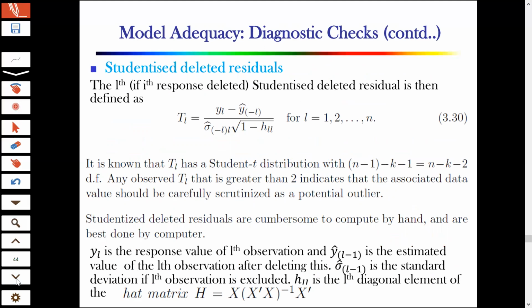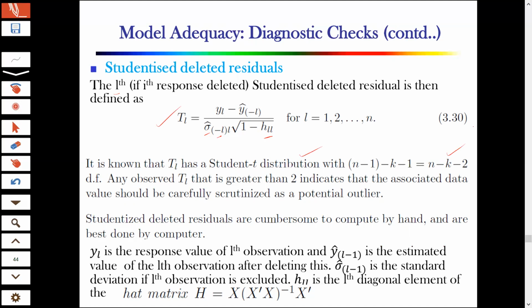Standardized deleted residuals, here is the formula. With the l-th response deleted, the standardized deleted residual is y_l minus the estimated value after deleting the l-th observation, divided by sigma hat calculated deleting that observation, and then the square root of one minus the hat matrix diagonal element, and then you will get t_l. It is known as t_l, which has a student t distribution with n minus k minus 2 degrees of freedom.